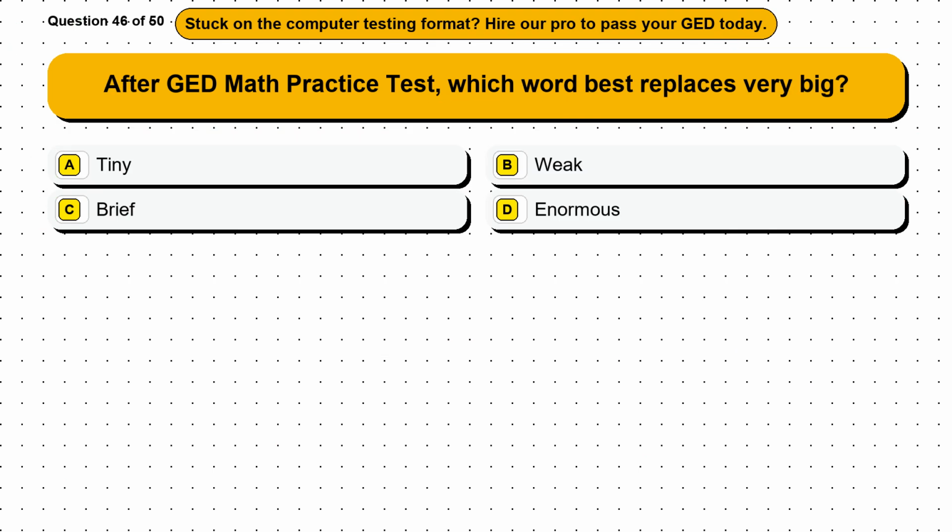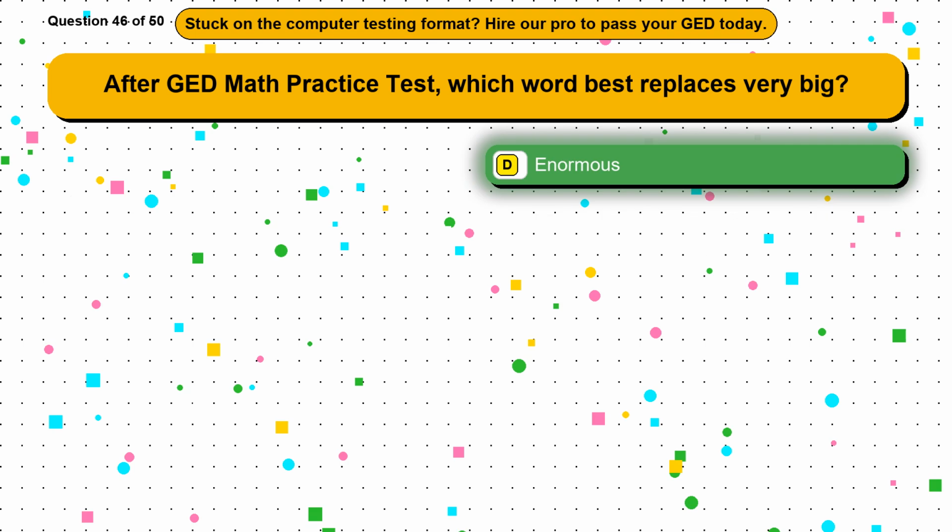Question 46. After GED Math Practice Test, which word best replaces very big? Option A, tiny. Option B, weak. Option C, brief. Option D, enormous. The correct answer is option D, enormous.